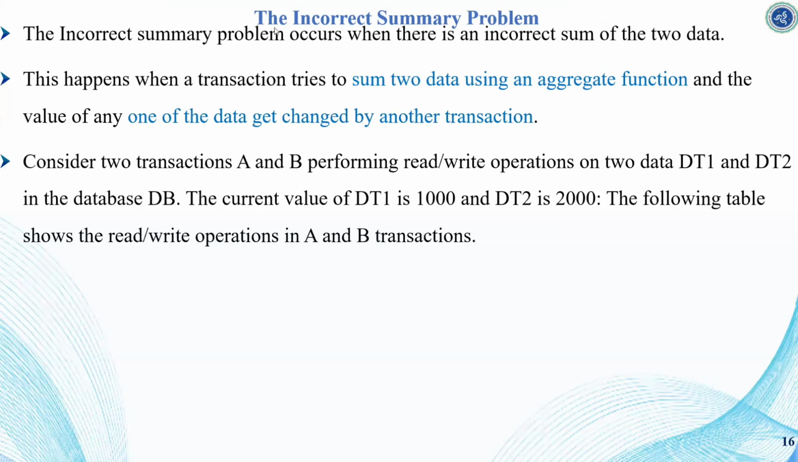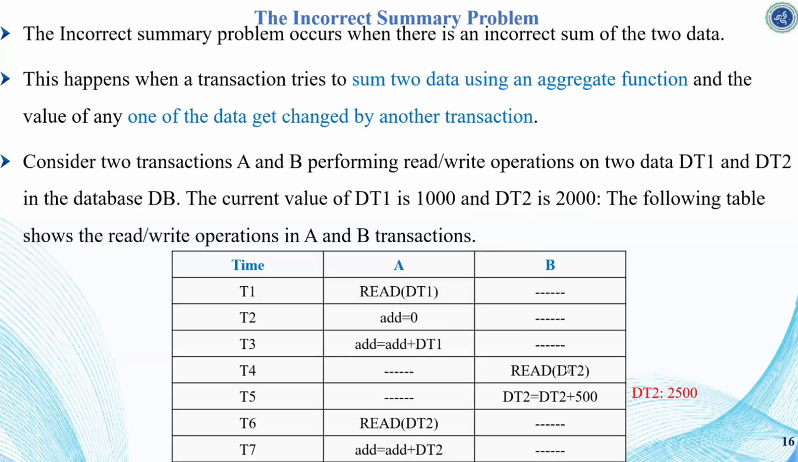Next is the incorrect summary problem. Incorrect summary problem means there is an incorrect sum value of data. If I am trying to do some aggregate functions, say finding the sum or average of some values with the help of a transaction T1. Here we have an example: I have two data, DT1 and DT2, and the current value of DT1 is 1000 and the other is 2000.